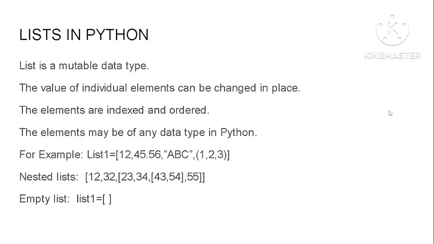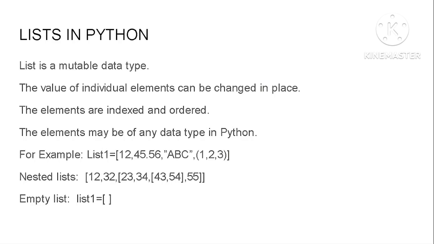Lists. List is a mutable data type. What do you mean by mutable? The value of the individual element inside a list can be changed in place. Suppose there are 10 elements in a list, you can change the value of any one element that you want.